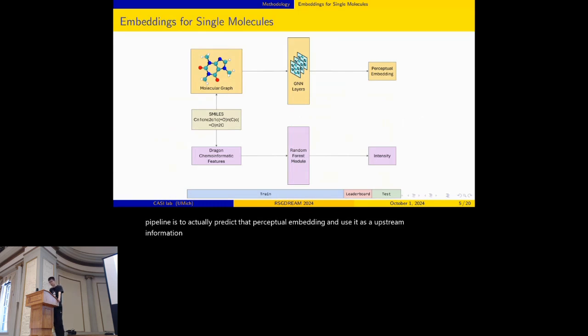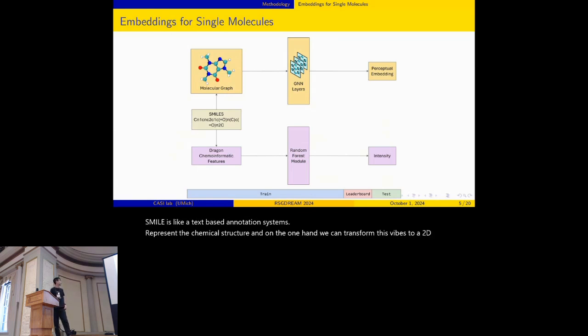for our further steps. So let's take the SMILES of the caffeine molecule as an example. SMILES is like a text-based annotation system to represent the chemical structure. On the one hand, we can transform the SMILES to a 2D molecular graph and then feed this topological information and also all the node embeddings and the edge embeddings to a graph neural network layer and get the perceptual embeddings for single molecules.